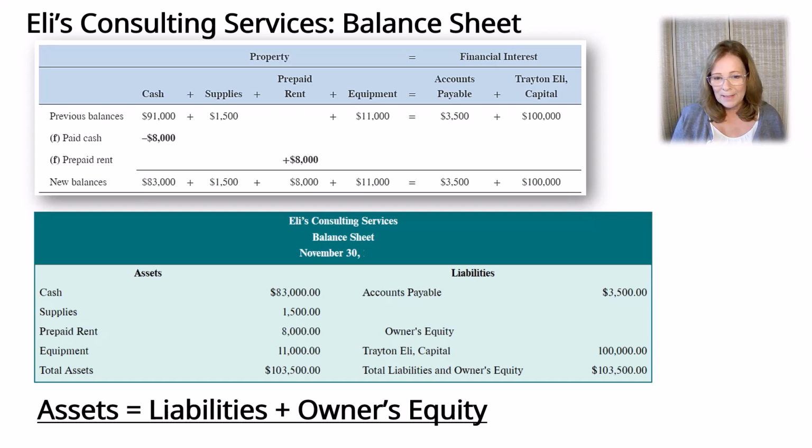And the balance sheet balances because it shows total assets of $103,500. And on the other side, the financial interest side, it shows liabilities to external vendors of $3,500 and the monies owed to the owners, called owner's equity, of $100,000 for a total of $103,500. And that, voila, brings us to what we call the balance sheet or the fundamental accounting equation. Assets equals liabilities plus owner's equity.